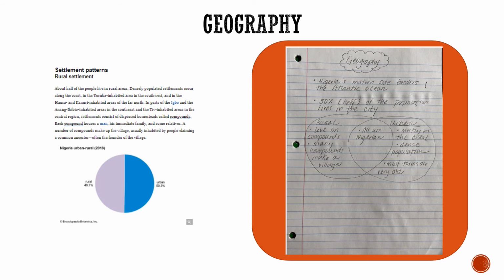And I found out that people who live in the rural parts of Nigeria live in something called compounds, and that many of these compounds make a village. And then in the urban side, I found out that most of the urban cities are on the coast, and that's where the population is pretty dense, which means there's a lot of people. And most of those towns are really, really old. The thing they all have in common, though, is that they're all in Nigeria, which is why that's right in the middle of my Venn diagram.